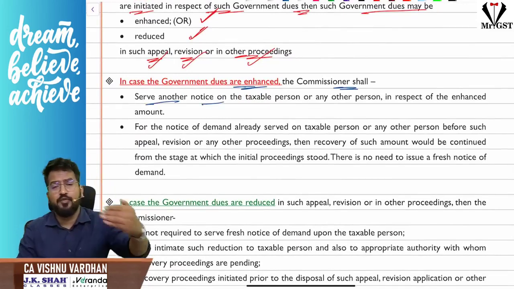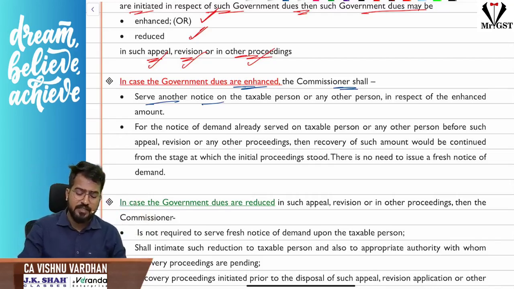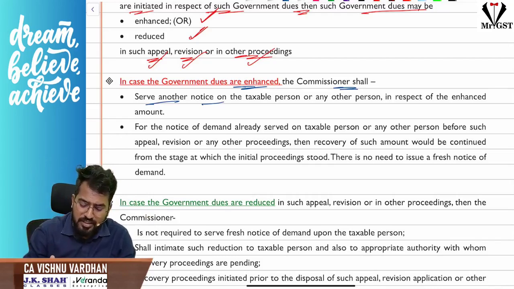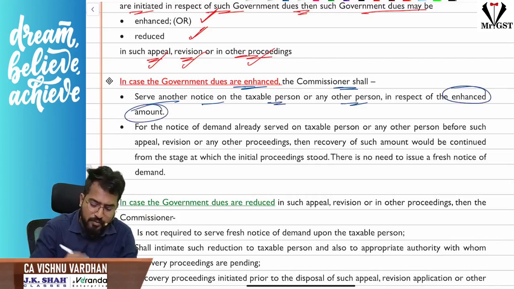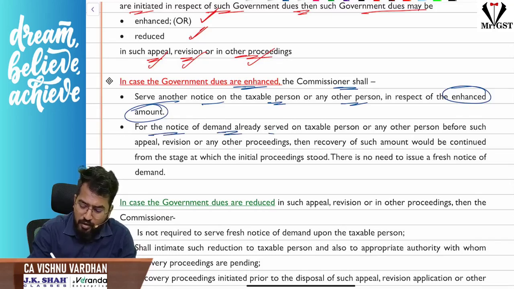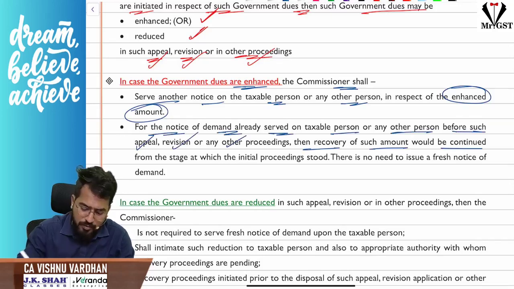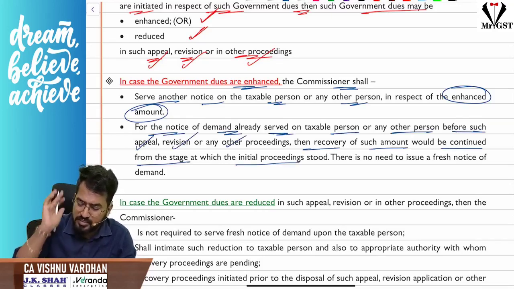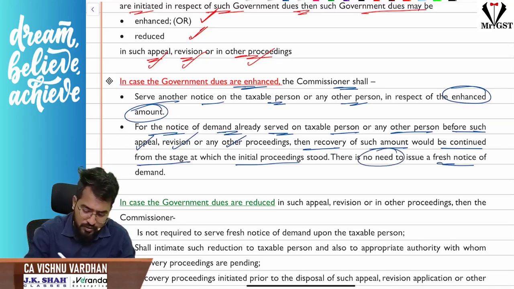For example, you went for an appeal and then they have understood that no, this amount has to be enhanced, and if it has been enhanced, then the commissioner should serve the notice on the taxable person or any other person in respect of the enhanced amount, later on, for the notice of demand already served on the taxable person or any other person before such appeal, revision or any other proceedings. Then recovery of such amount would be continued from the stage at which initial proceedings stood. There is no need to issue a fresh notice of demand.